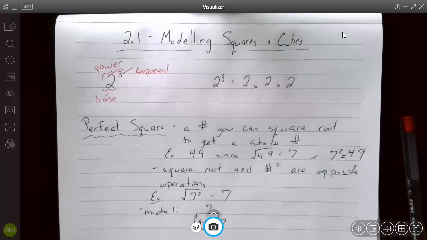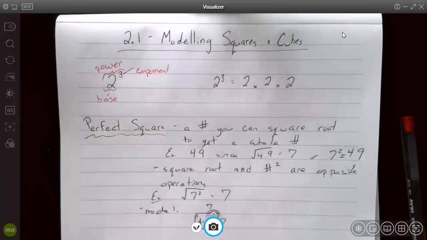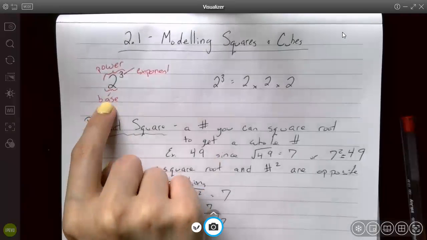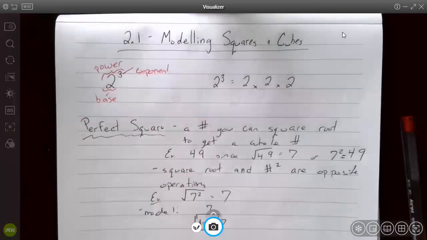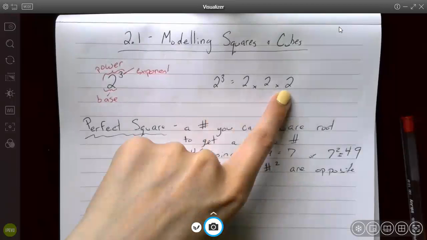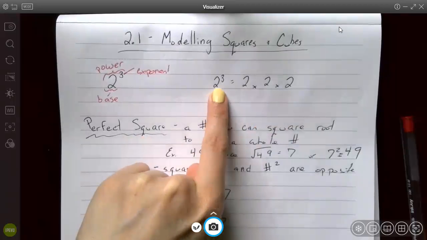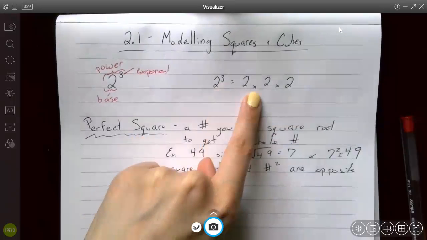So when we talk about powers, just some terms to know. The power is the entire thing, so both the base, which is the large number, as well as the exponent, which is the smaller number. When we're talking about powers and what they're used for, powers are used to represent repeating multiplication. So if we write 2 to the power of 3, we're saying that the base is multiplied by itself however many times is represented by the exponent. So 2 to the power of 3 means 2 is multiplied by itself 3 times.